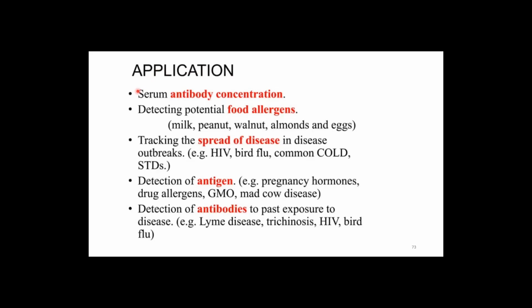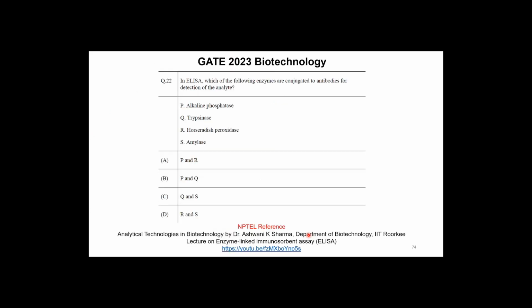So the application of ELISA, there are many applications. There is serum antibody concentration, detecting potential food allergens, tracking the spread of disease, detection of antigen antibodies. All of these can be done very easily in the ELISA technique. So the answer of this question is A, that is alkaline phosphatase and horseradish peroxidase. These two are very popularly used enzymes in ELISA.